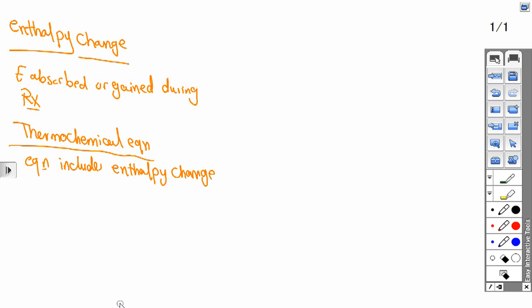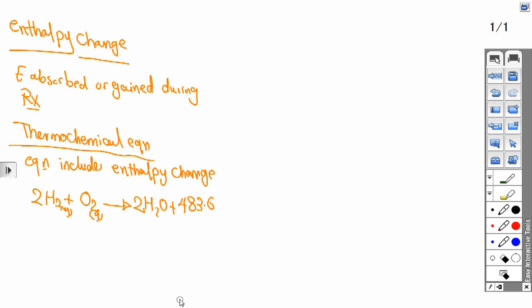For example, 2H2 plus O2, gas, produce 2H2O plus 483.6. Without this number, this is a normal chemical equation. With this number, this is a thermochemical equation. So the difference between a normal chemical equation and a thermochemical equation is this number. If the equation contains ions, for example, without this one, it is also not a thermochemical equation.